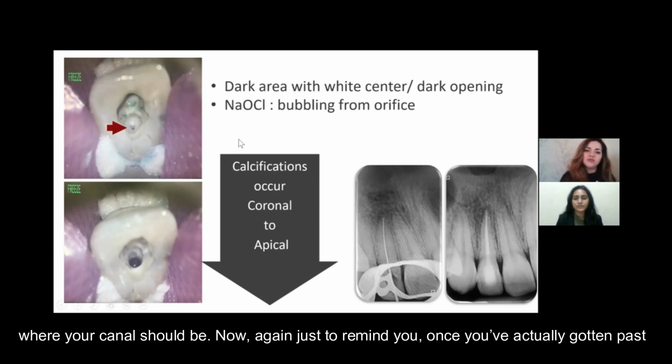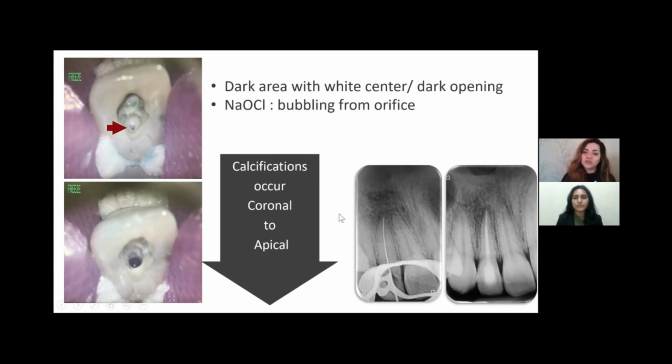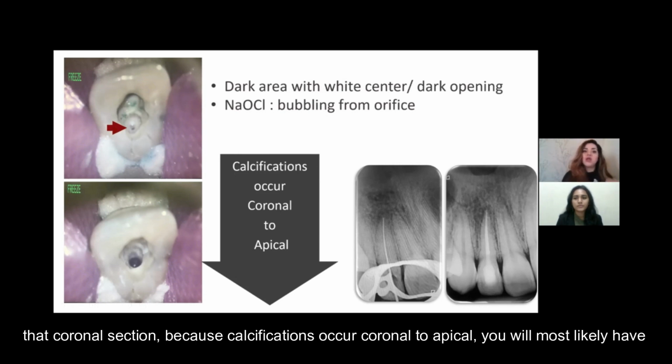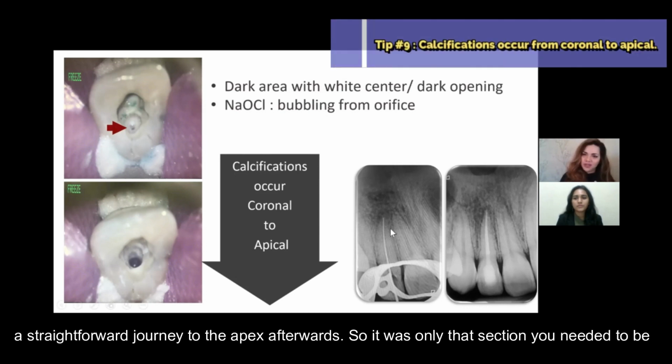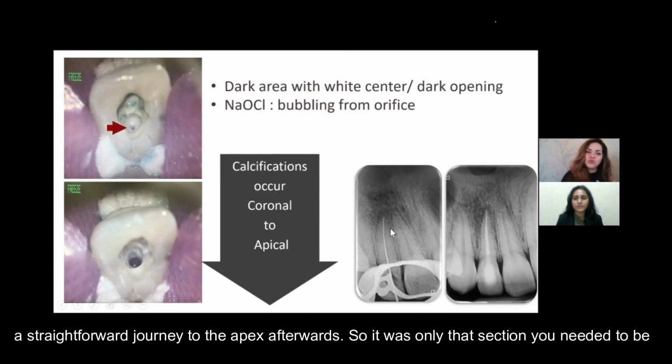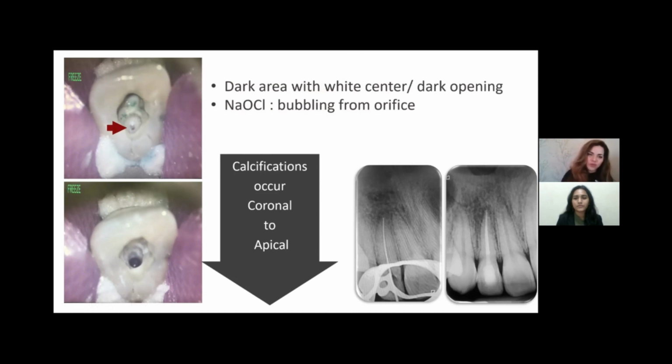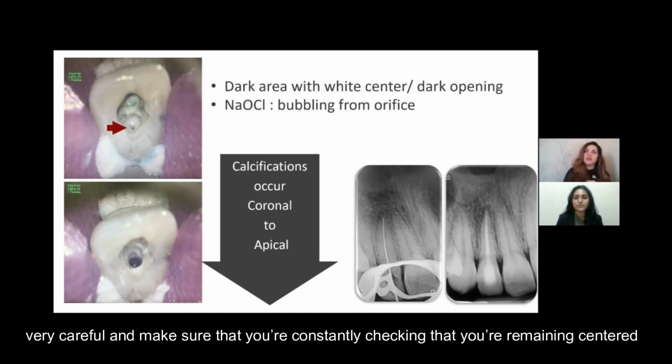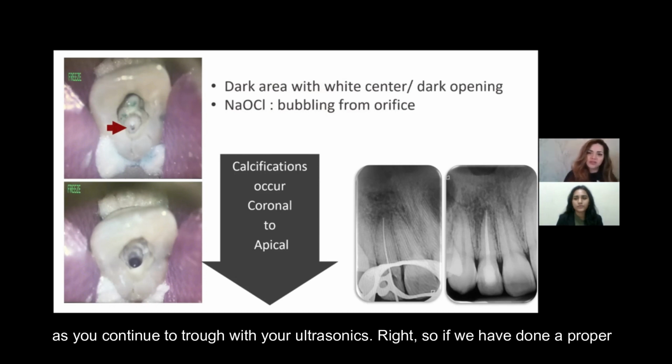Now, again, just to remind you, once you've actually gotten past that coronal section, because calcifications occur coronal to apical, you will most likely have a straightforward journey to the apex afterwards. So it was only that section you needed to be very careful, making sure you are constantly checking that you are remaining centered as you continue to trough with your ultrasonics.